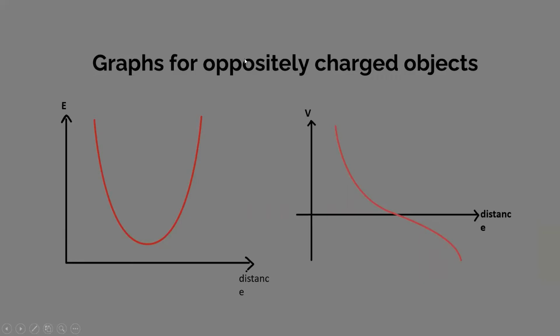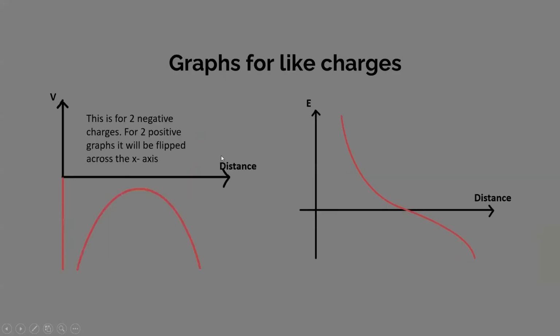So now let's look at graphs for oppositely charged objects. The electric field strength will have a U-shaped graph, and the voltage will have an S-shaped graph, or a curved graph that cuts the x-axis. And next we have graphs for like charges. This is for negative charges. For two positive charges, this will be flipped upwards. This is a frown, so it'll be a smile above the x-axis, and the electric field strength will have an S-shaped graph.